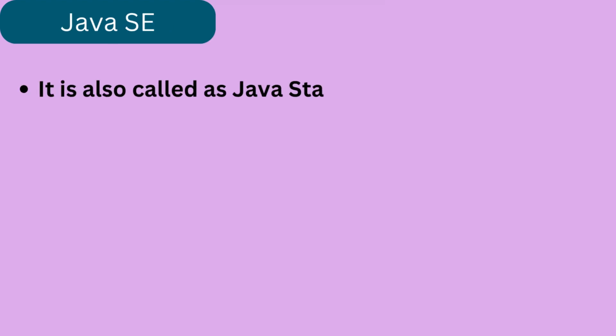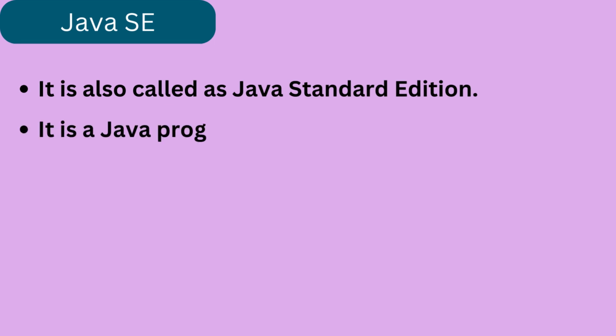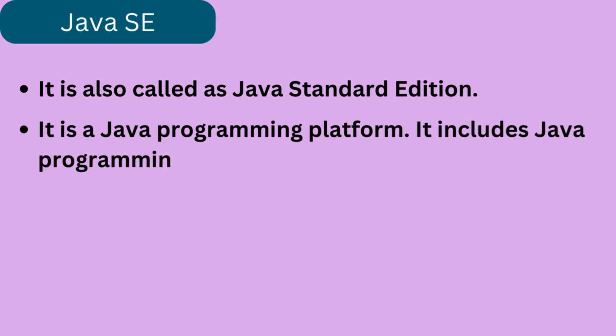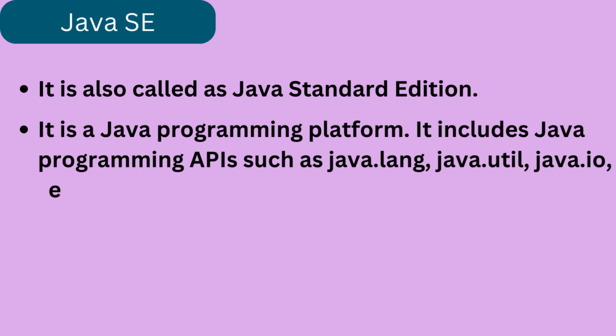First is Java SE. It is also called Java Standard Edition. It is a Java programming platform. It includes Java programming APIs such as java.lang, java.util, java.io, etc.